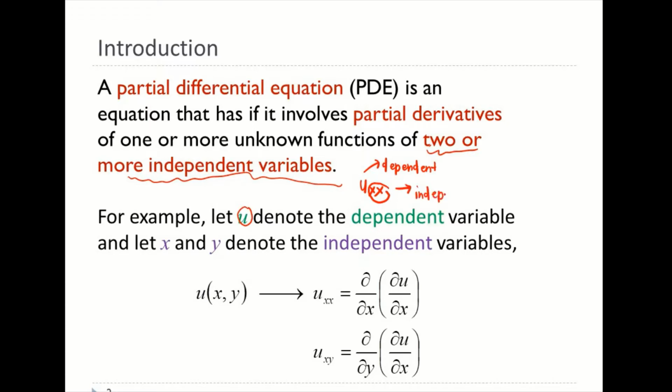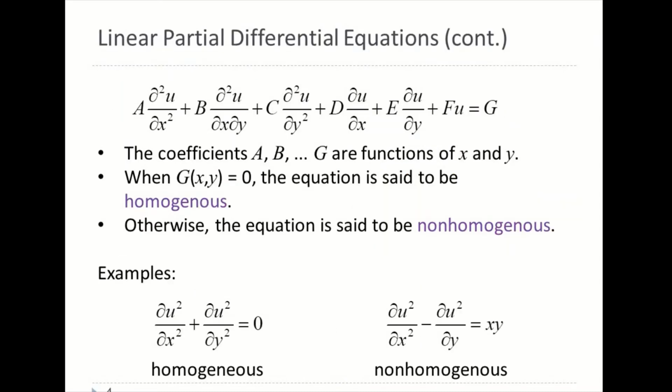When we write in Leibniz notation, it will be du over dx. Similar to the second example here, u is your dependent variable, and x and y are your independent variables. Similar to ODEs, PDEs can be classified into homogeneous and non-homogeneous. When the PDE equals 0, the PDE is a homogeneous equation. When it equals some function of x and y, the PDE is considered non-homogeneous.